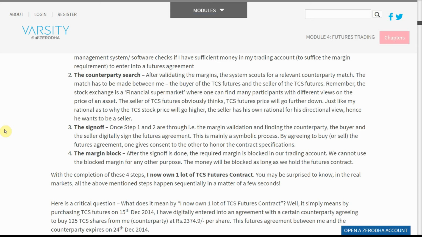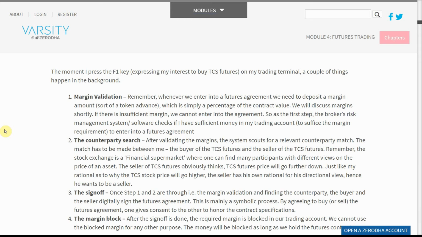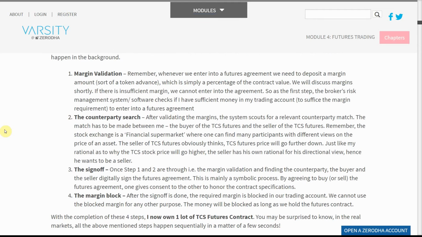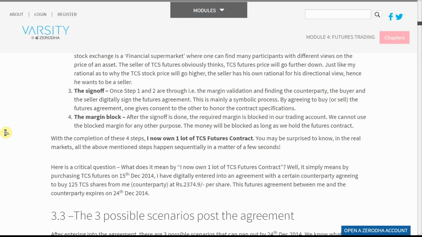The sign-off. Once step 1 and 2 are through, i.e., the margin validation and finding the counterparty, the buyer and the seller digitally sign the futures agreement. This is mainly a symbolic process. By agreeing to buy or sell the futures agreement, one gives consent to the other to honor the contract specifications.